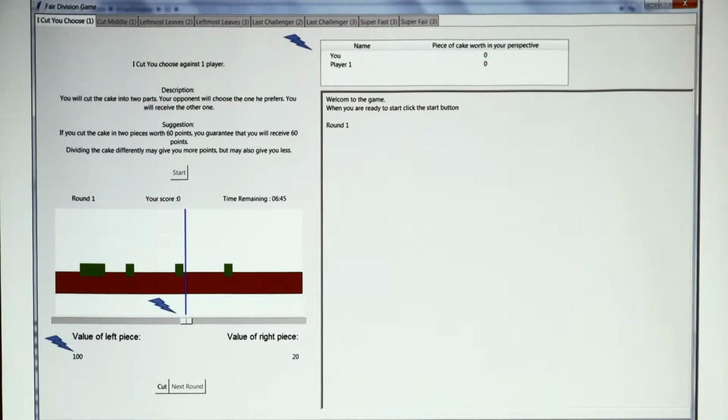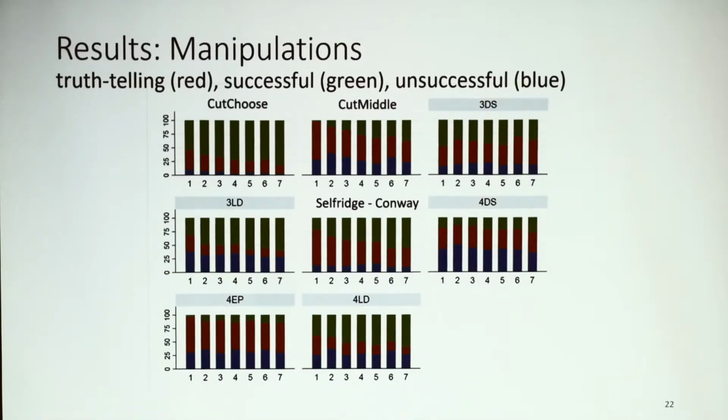That's the experimental path. I'm going to jump into the results now. What do we observe? This graph shows how many misrepresentations of preferences we observe. The truthful behavior is in red. The insincere behavior that gets you higher payoff is in green. And the manipulations that get you lower payoff are in blue.